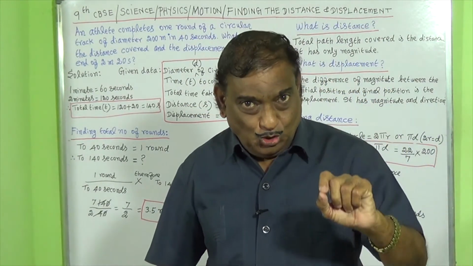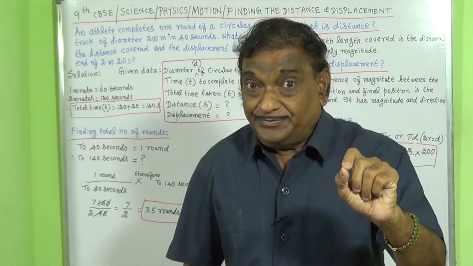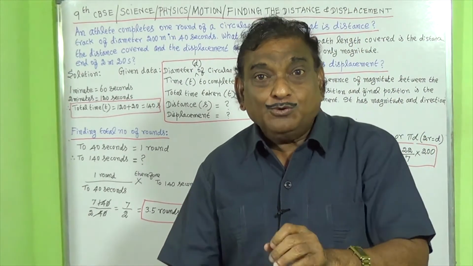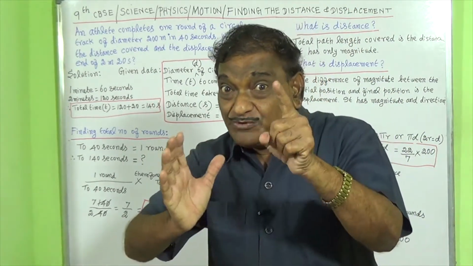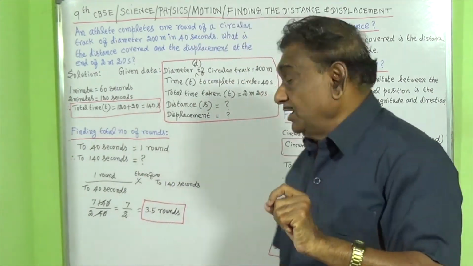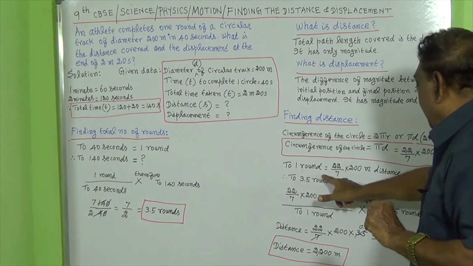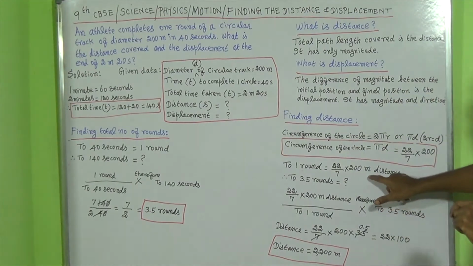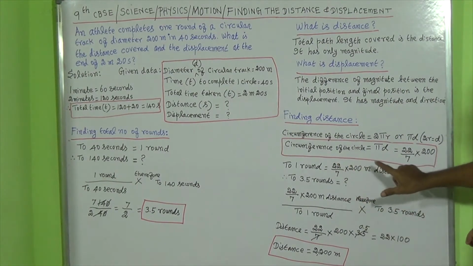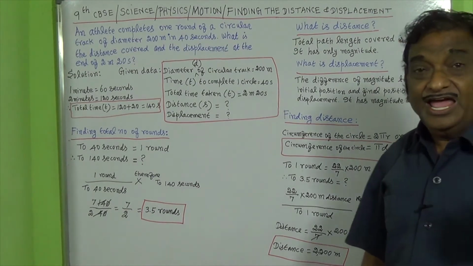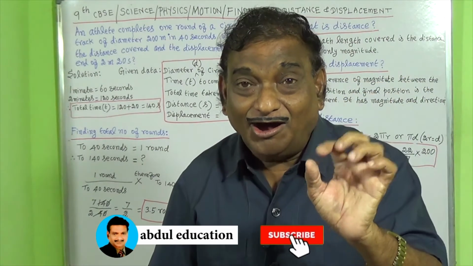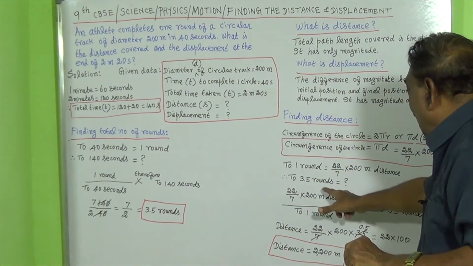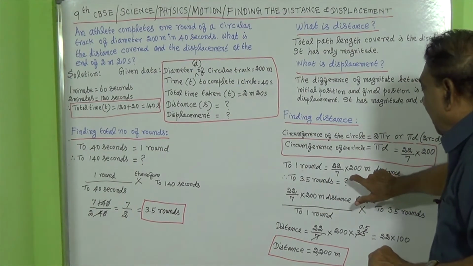So here also the data, that is the two data, number of rounds and the distance, have to be written as two equations. How can we write? That is, to one round the distance is 22 by 7 into 200 meter. In the first equation, as I said earlier, there are two data. But in the case of second equation, we are having only one data. We have to find the remaining other data.